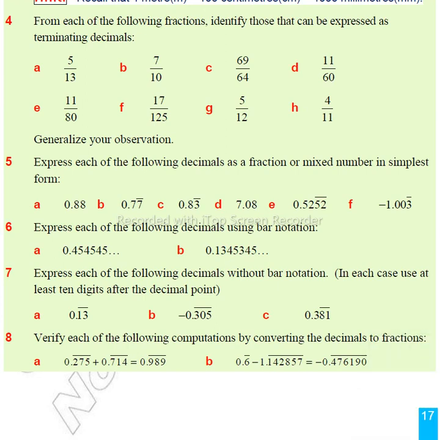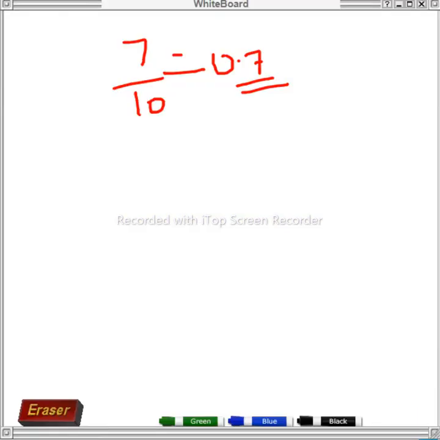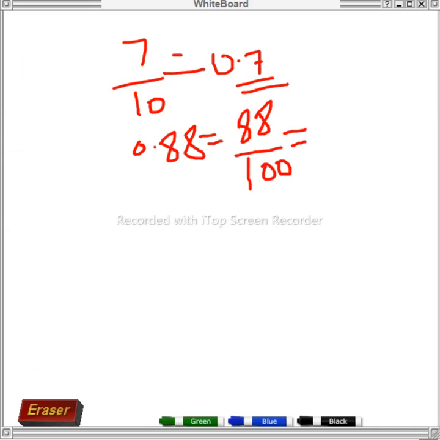Let us start from A. A says 0.88. Let us convert this number to a fraction. This means 88 over 100. When we simplify, let us divide both numbers by 4. When we divide 88 by 4, we get 22, and when we divide 100 by 4, we get 25. So after simplifying this fraction, our answer will be 22 over 25.